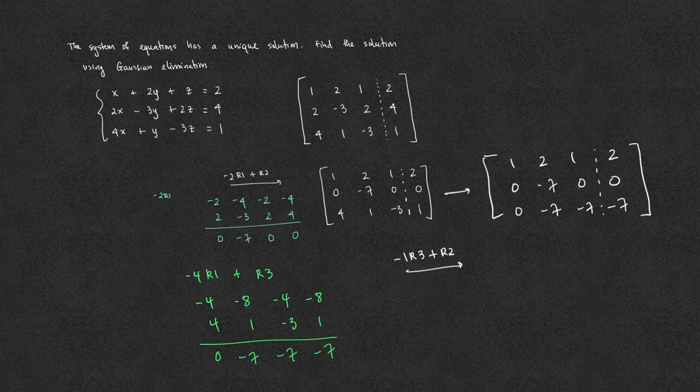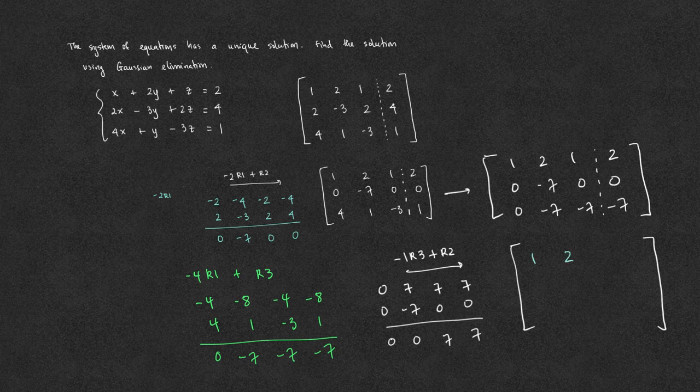If we multiply row 3 by negative 1, we will get 7, 7, 7. Don't forget the 0 in the first entry. The second row is 0, negative 7, 0, 0. And if we add the two, we'll get 0, 0, 7, 7. And this will be going to the third row in an equivalent matrix. We keep the first two rows, 1, 2, 1, 2. The second row is still 0, negative 7, 0, 0. But the third row is now 0, 0, 7, 7.